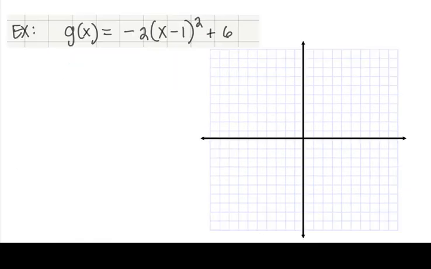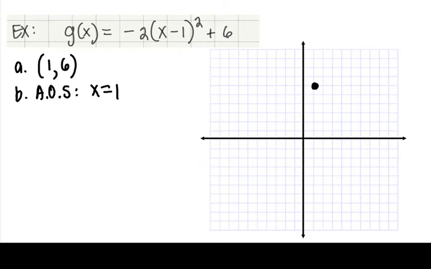So let's try another. We've got g of x equals -2 times the quantity x minus 1 quantity squared plus 6. Our vertex, which is very easy to find in this form, is (1, 6). So right 1, up 1, 2, 3, 4, 5, 6. Our axis of symmetry is x equals 1. So we'll take our highlighter and we will draw that axis of symmetry.